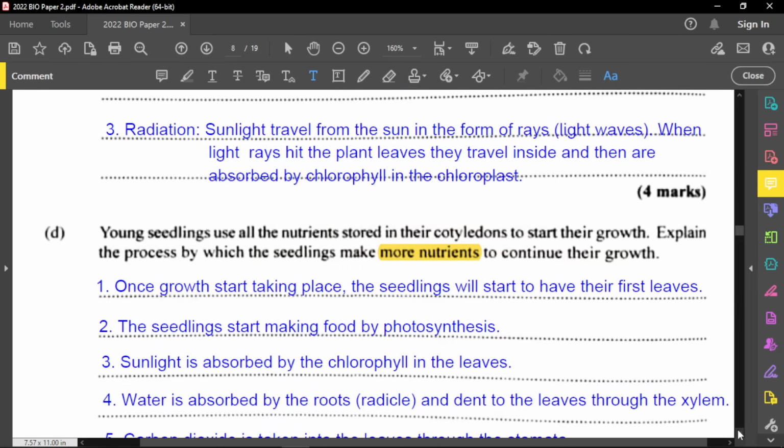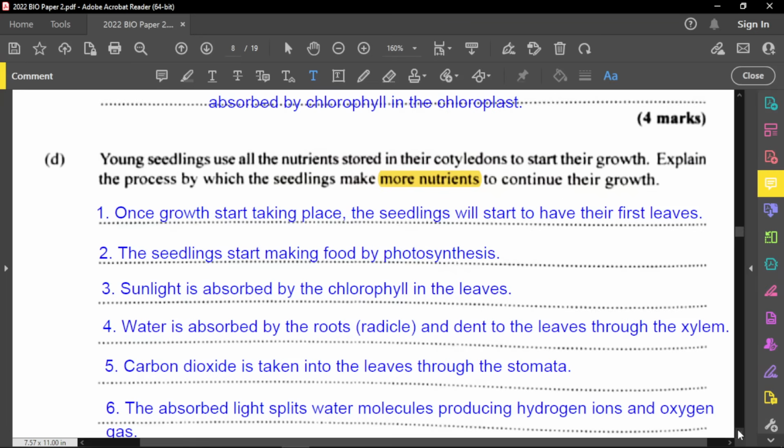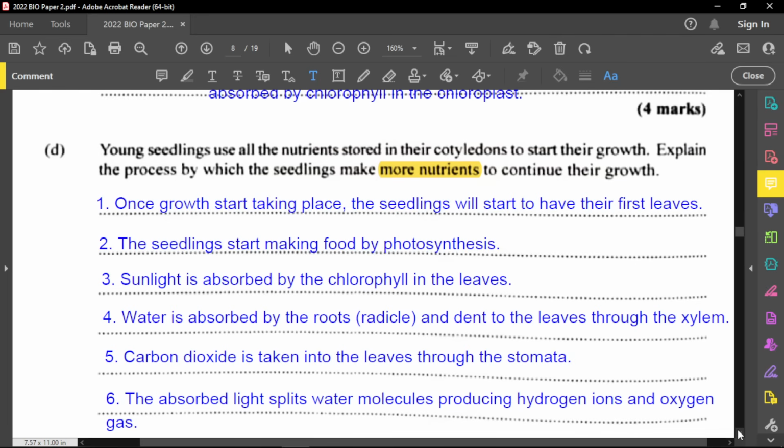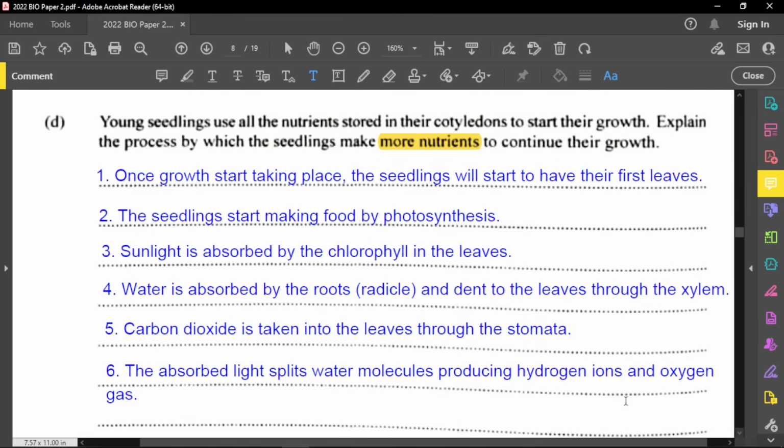Now for part D, it said young seedlings use all the nutrients stored in the cotyledons to start their growth. Explain the process by which the seedlings make more nutrients to continue their growth. And so this process is photosynthesis, right? Because once germination has ended and all the nutrients have been used up, the plant will now start to photosynthesize. The germinating seed will start to photosynthesize from those first leaves.